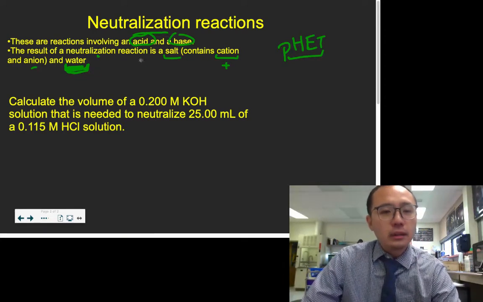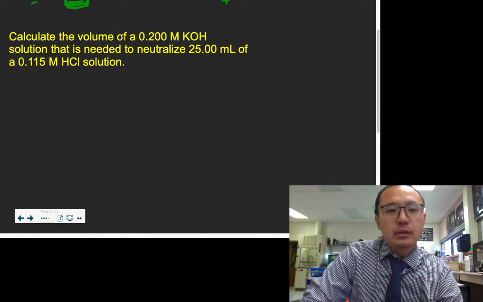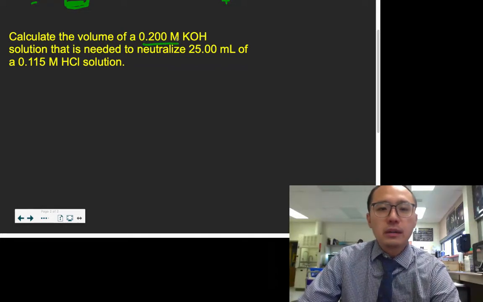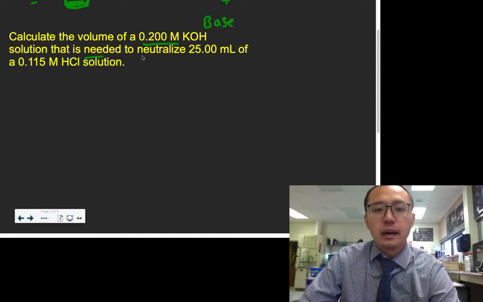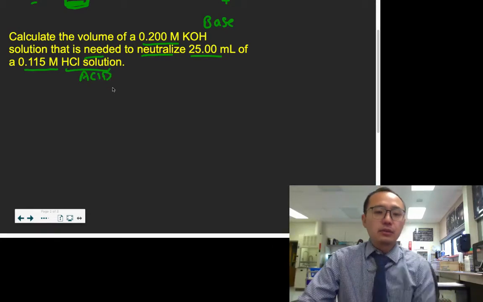So how do we quantify this and calculate the amount? That's where we get this kind of question where you have numbers. Calculate the volume of a 0.200 molar KOH. This is your base because it has your hydroxide, and this is what is needed to neutralize 25 mLs of 0.115 molar HCl solution. So you notice that this is an acid and base, and it's going to neutralize.